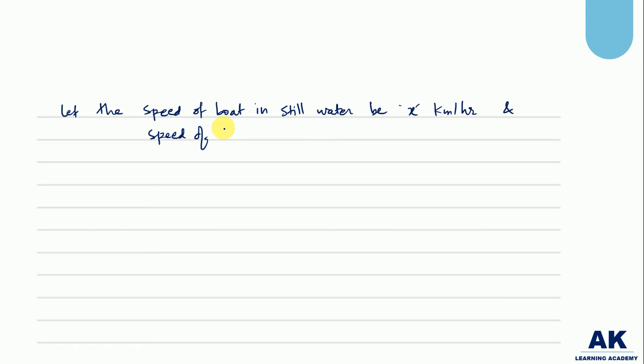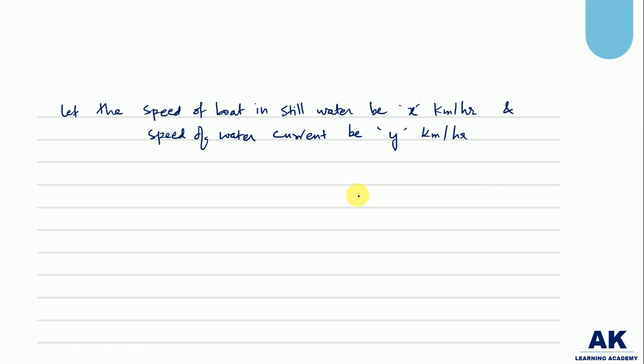Alright, let's solve this example. Let the speed of the boat in still water be x kilometer per hour, and let the speed of the water current be y kilometer per hour.